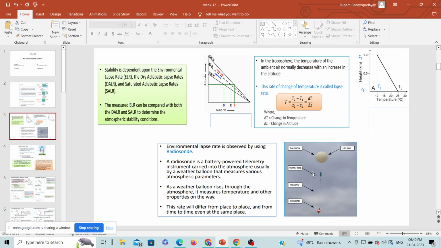The environmental lapse rate is observed by using a radiosonde. It's a battery-powered instrument carried into the atmosphere by a weather balloon that measures various atmospheric parameters. In this figure you see the balloon, and the radiosonde is carried by this balloon.